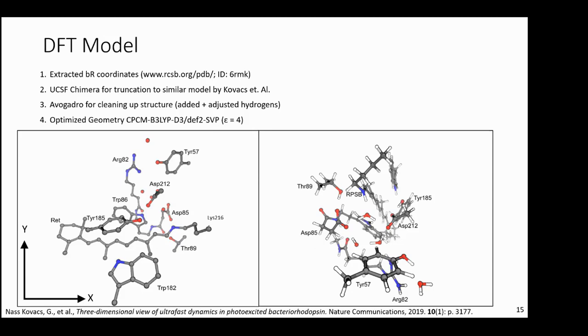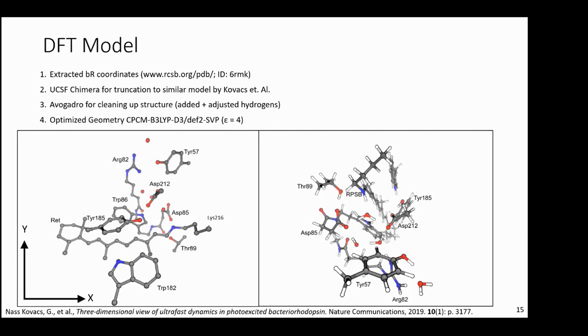The amino acid members consisted of tyrosine 57, arginine 82, aspartate 85, tryptophan 86, threonine 89, tryptophan 182, tyrosine 185, aspartate 212, and lysine 216. All amino acids were cut at their alpha carbon positions inclusive, except if that alpha carbon lay between two adjacent amino acids. And furthermore, the water molecules included in the model were water 402, water 405, water 407, and 418, as these were part of a known hydrogen bonding network within the active site.